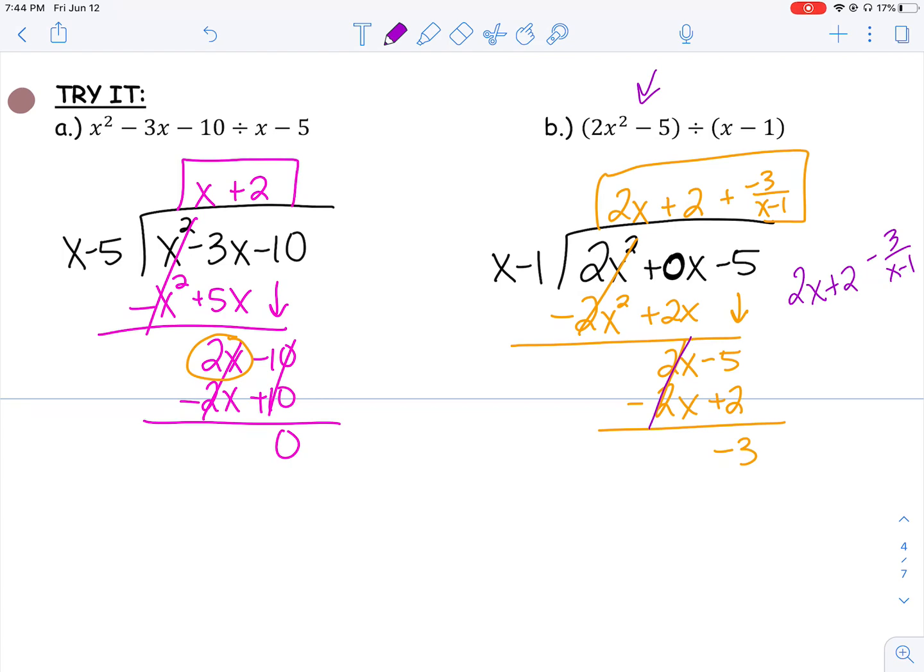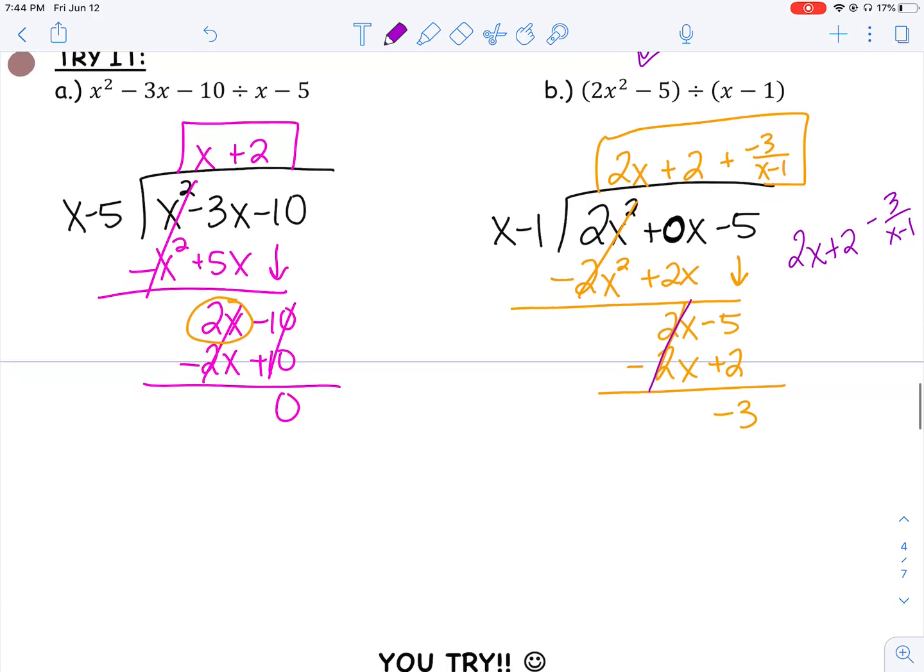All right, a little bit tricky. Make sure that you're practicing. If you need more, you can always do extra practice in my math lab before moving on, okay?